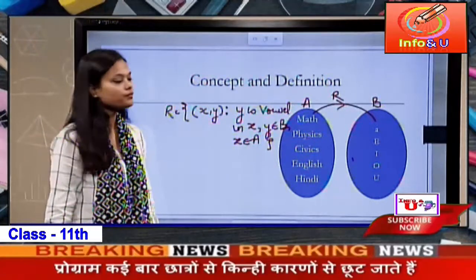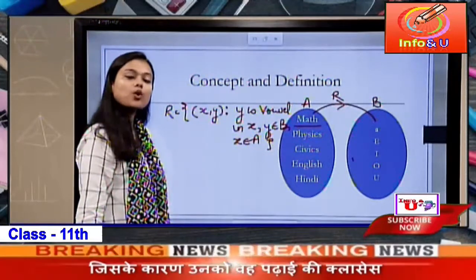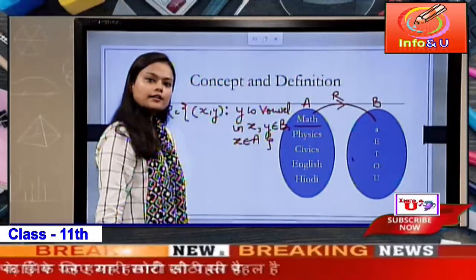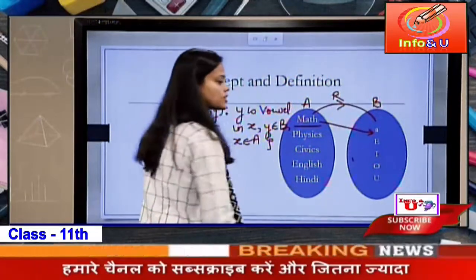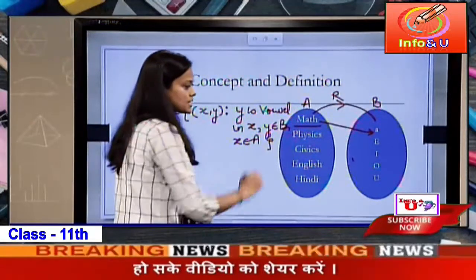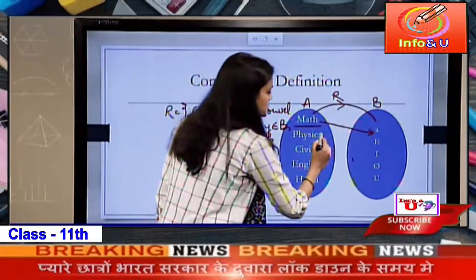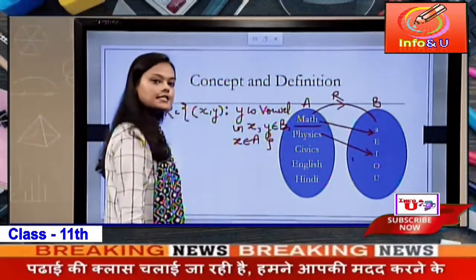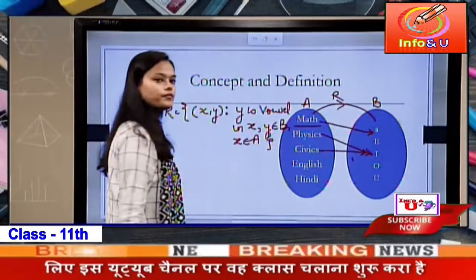What you are going to do? Math. See this first element. How many vowels are there in the word math? 1. A. So this will be the first ordered pair, math with A. Now physics. How many vowels are there in it? Again 1, which is I. In civics, again 1. So 1 ordered pair, that will be with I.